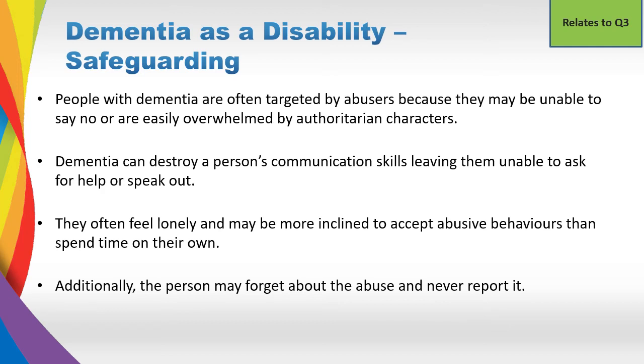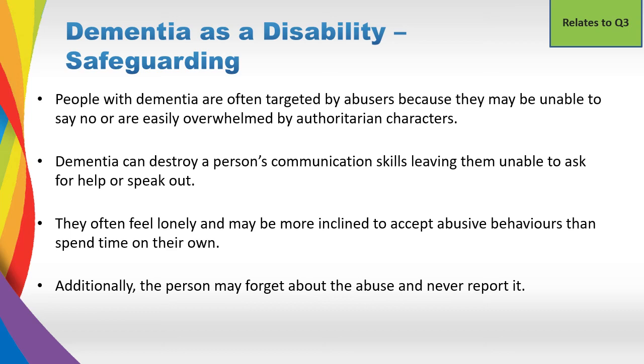People with dementia can be targeted by abusers because they're often not able to say no, and they can be very overwhelmed by somebody with authority. So somebody wearing a uniform with a badge could be very overwhelming for them to not trust, because they need to trust people.